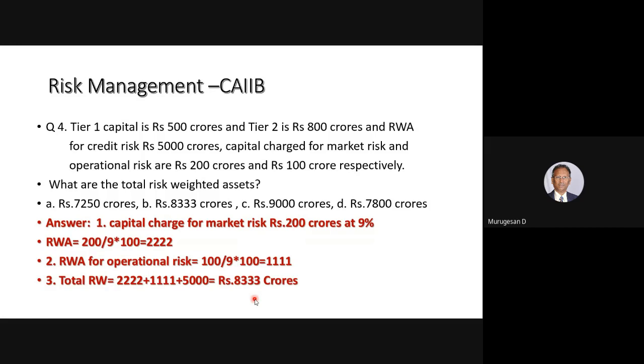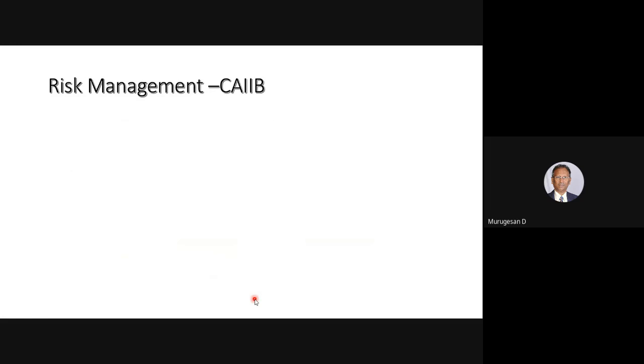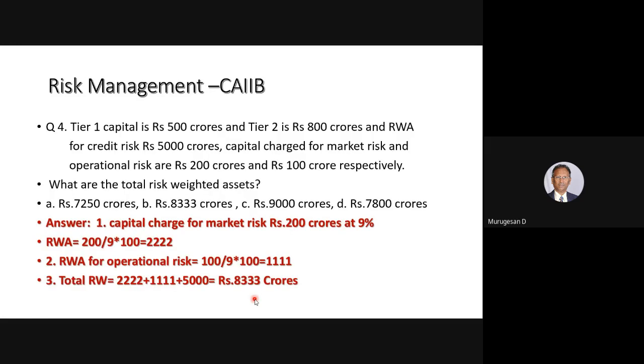You make it total, then divide by that total risk weight. Okay. So tier 1, tier 2, how much? 1000. 1000 divided by the total gives 8.3333. Why 1000? Why not 1300? Though it is 800, you cannot allow 800. Tier 2 should not exceed tier 1. So the formula is tier 1 capital plus tier 2 capital divided by all three risk weighted assets.